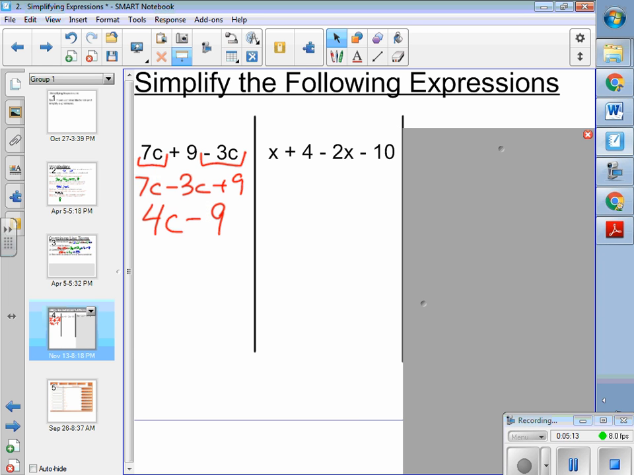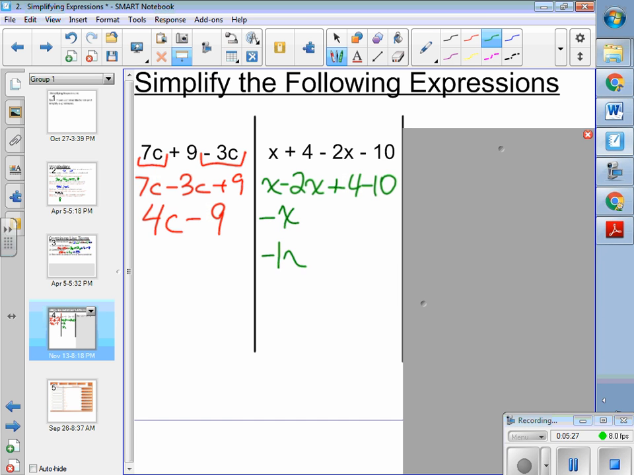All right, next one. I've got x minus 2x plus 4 minus 10. X minus 2x gives me a negative x, or we can write this as negative 1x. Whichever way you're more comfortable, they mean the same thing. 4 minus 10 gives me a negative 6, so either way is right. Those are both correct. Okay?